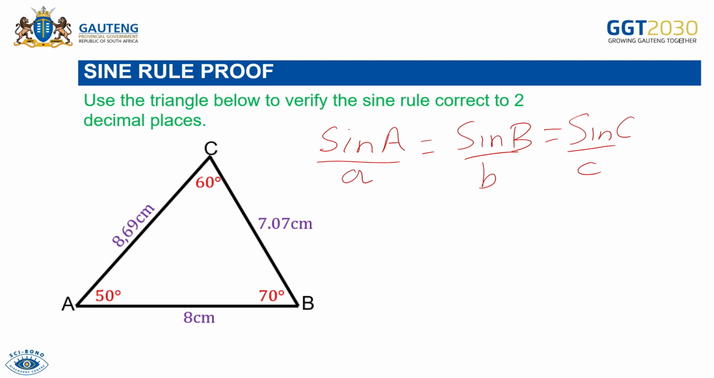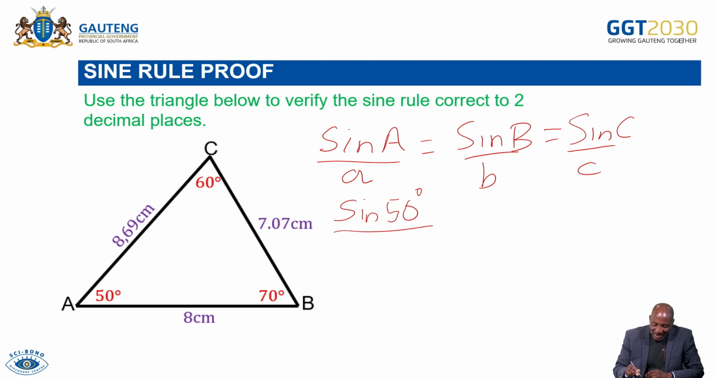Let's quickly confirm that. What I'm basically saying here is I wanted you to say sine of 50 degrees divided by 7.07, the corresponding side. You punch this on your calculator. I said give your answers correct to 2 decimal places. If I press sine of 50 degrees divided by 7.07 and get the answer, I'm getting 0.11, correct to 2 decimal places.